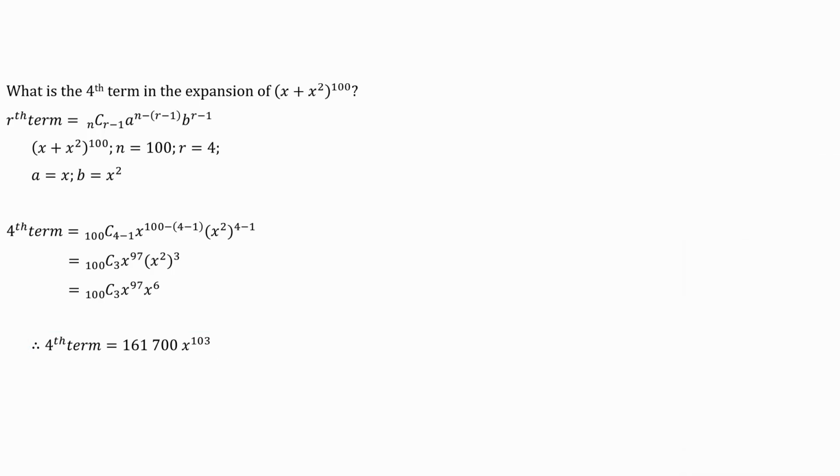So pwede rin naman yung 100C3, pwede natin itong gamitin dun sa combination. Yung how many ways can we choose k from n terms. So equal yan sa n factorial over n minus k factorial multiply sa k factorial. Yung factorial, yun yung kukunin natin yung product, for example, ng isang number, hanggang dun sa 1.